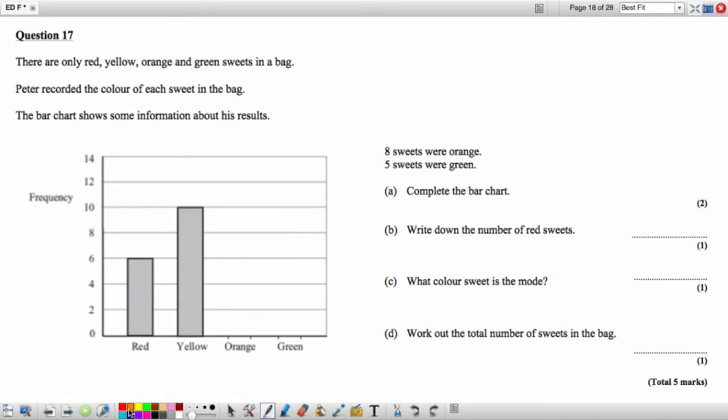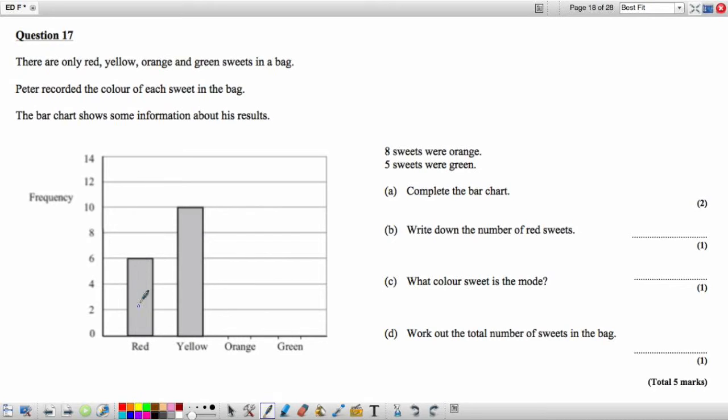Question 17. There are only red, yellow, orange and green sweets in a bag. Peter recorded the colour of each sweet in the bag. The bar chart shows some information about his results. We're told that 8 sweets were orange and 5 green, and to complete the bar chart.